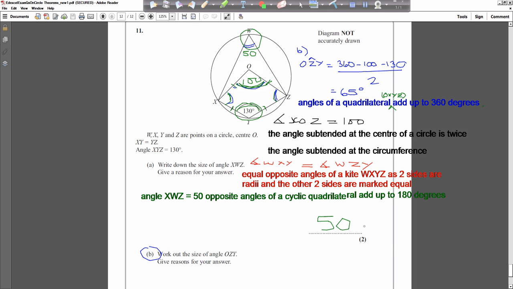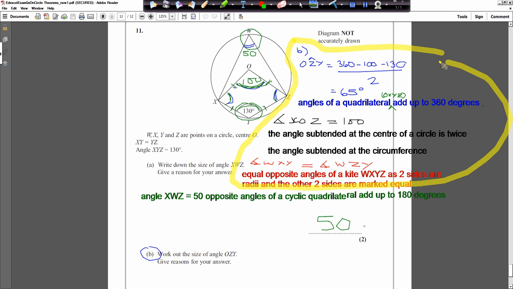So for part B, I'm just going to highlight it all now with the highlighter. So the part B answer is all of this. And this one here is part A. And this one here is part B.